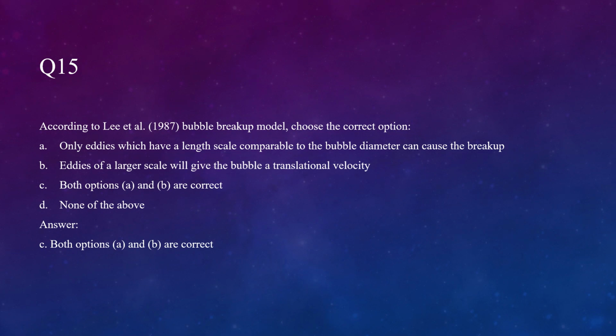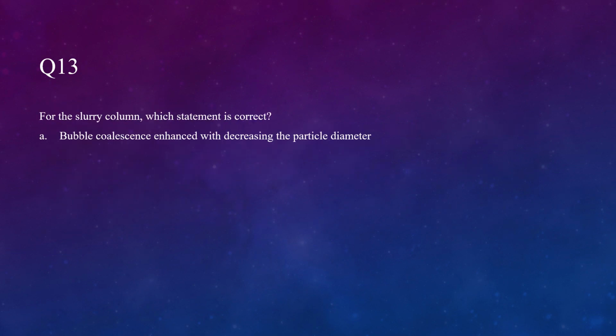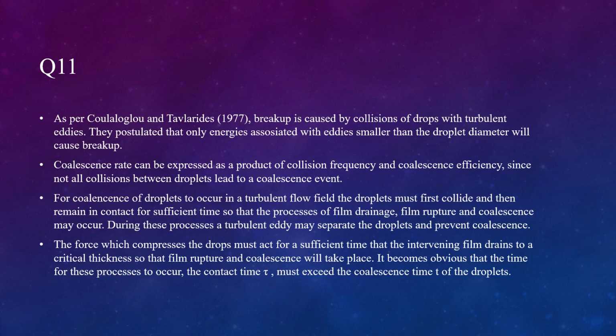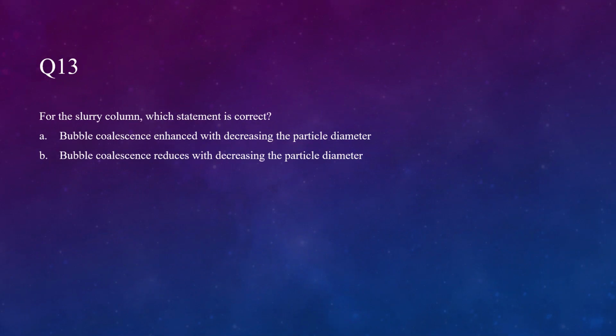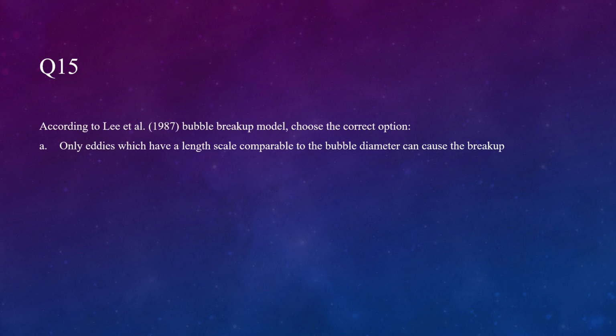We have seen in the previous discussion itself how eddies smaller than the bubble diameter only can cause the breakup. Yeah, Coulaloglou and Tavlarides: breakup is caused by collision of droplets with turbulent eddies. Only energy associated with eddies smaller than the bubble diameter will cause breakup. So accordingly, in this question also, only eddies which are smaller than the bubbles will cause bubble breakup.